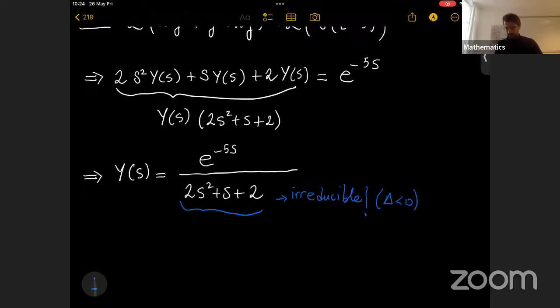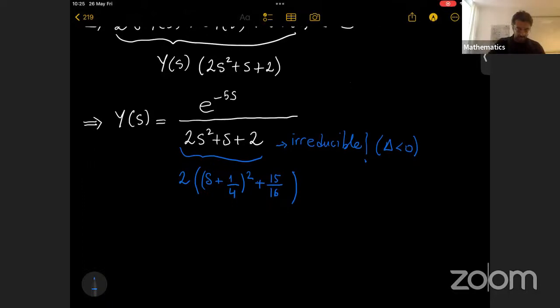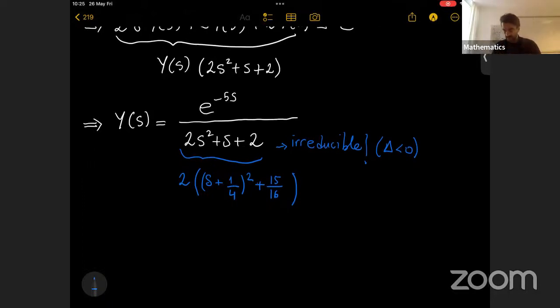But what we can do is complete the square. You take 2 out, so it's s squared plus s over 2 plus 1, or you can write s plus 1 over 4 squared. Now s squared plus s over 2 plus 1 over 16, but you need 1, so it's going to be 15 over 16. Add this and make it 1. They are the same, right? But now it looks like the Laplace of a sine function.